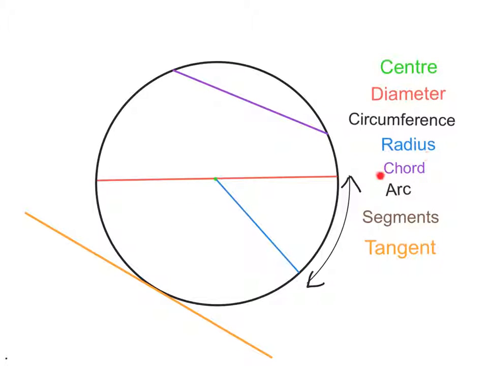A chord. This is a line that joins through the inside of the circle from one part to another. Remember that the diameter is a special type of chord. There's the arc. That's described part of the circumference. There are segments. This is what we get when we use a chord to split a circle. Here's a minor segment because it's smaller, and a major segment, all of this stuff here, is the larger part.